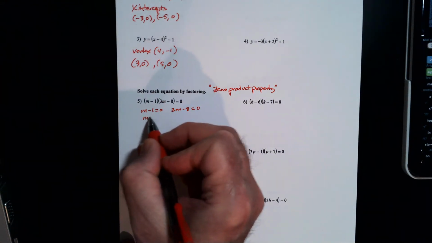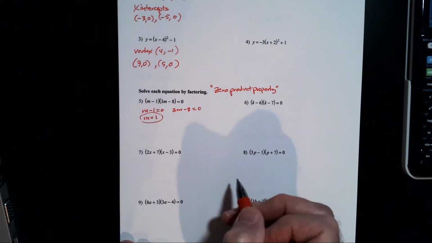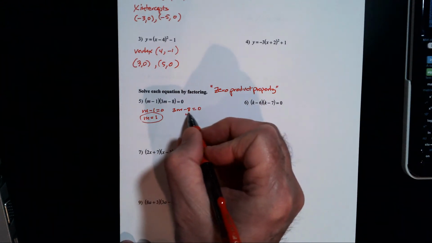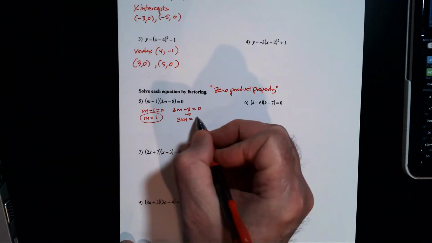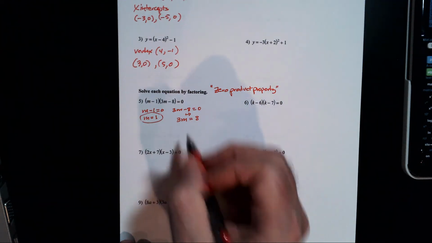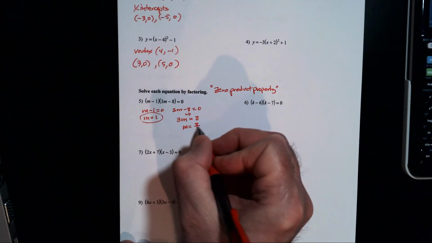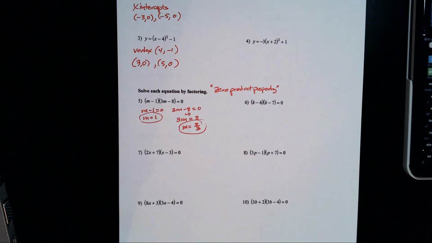In this case, we'd add 1 to both sides. So one of the solutions is that m is equal to 1. In this case, we'll add 8 to both sides and then divide by 3. And yes, I'd like you to leave it as fractions. And so that would be the second solution.